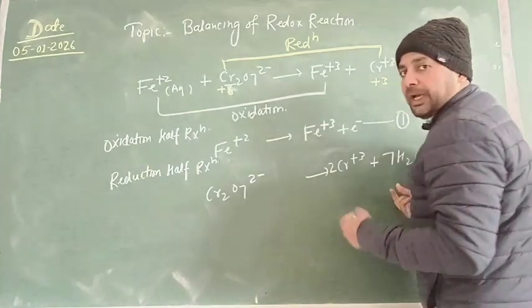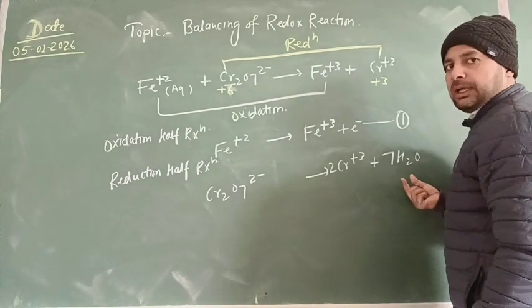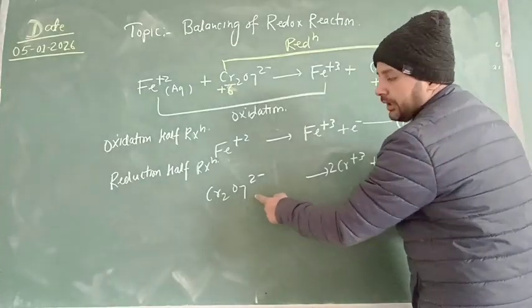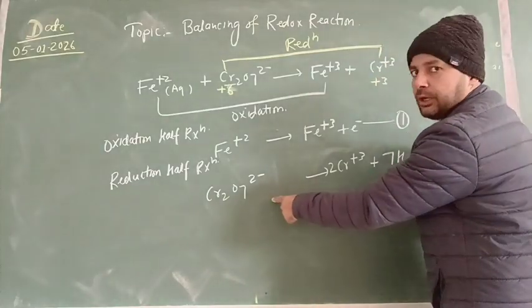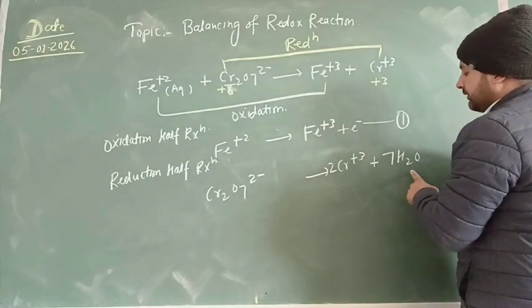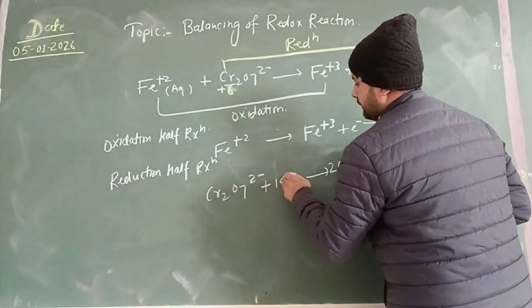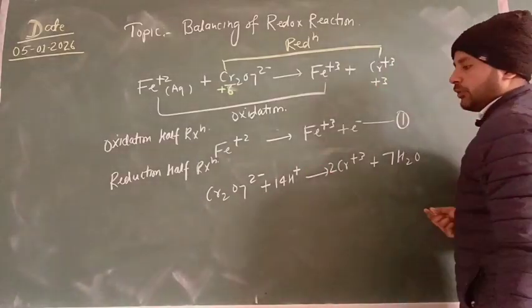So to balance the hydrogen atoms, we will add H+ ions on the deficient side. There are no hydrogen atoms on the left, so how many will we add? 7 times 2, 14 hydrogen atoms. Okay, now the atoms are balanced.